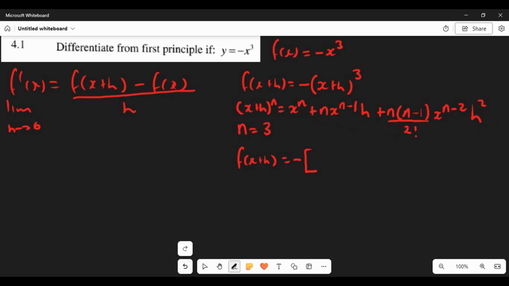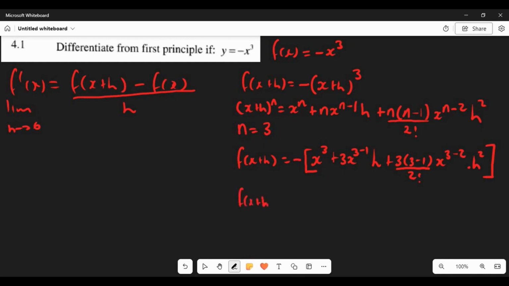Alright, so let's do it. Let us not forget that n is 3. So it's going to be x to the power of 3, plus 3x to the power of 3 minus 1, multiplied by h. Plus, now we go to the third term, it's going to be 3, and then we have 3 minus 1, divided by 2 factorial, and then we have x to the power of 3 minus 2, multiplied by h squared. Then this is within the bracket.